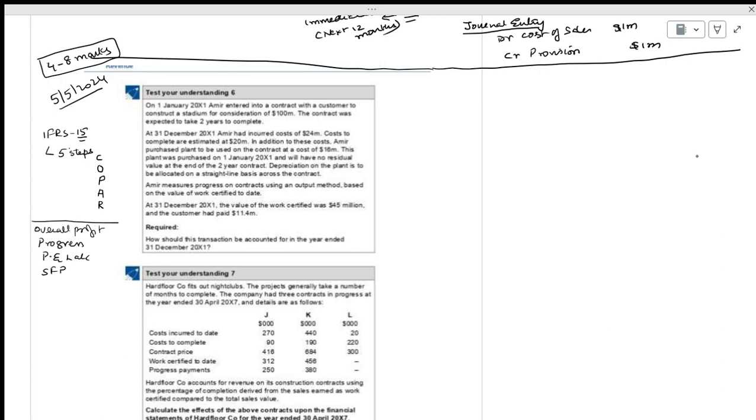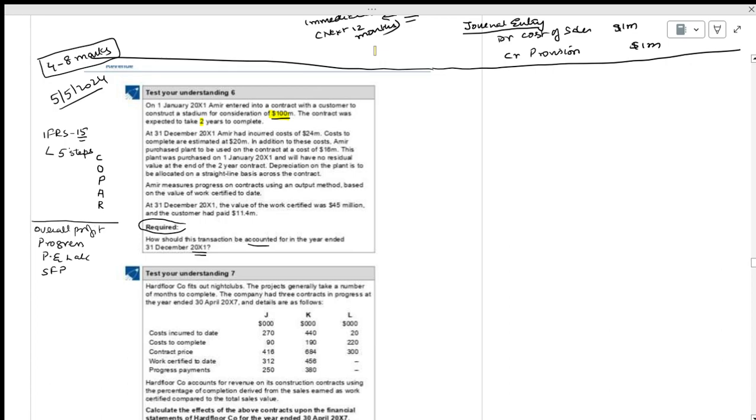Now coming back to this, test your understanding 6. What is the requirement? Read the requirement first. How should this transaction be accounted for in the year ended 31st December 2001? Means in the financial statements. On January 1st 2001, Amir entered a contract with a customer to construct a stadium worth 100 million. The contract is expected to take 2 years.